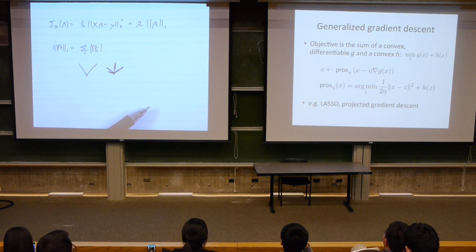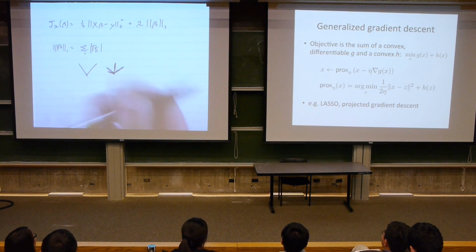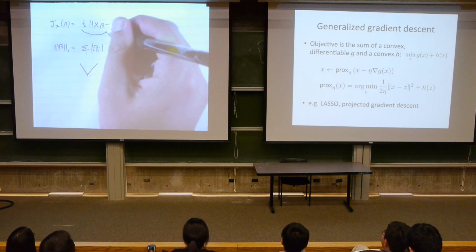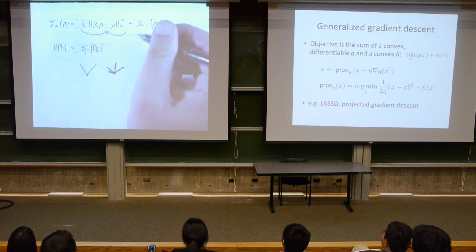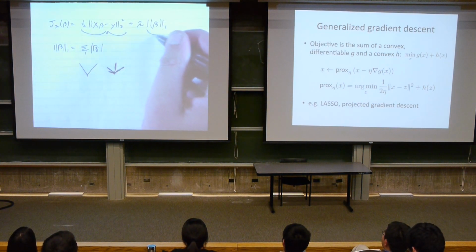For the 1 norm, the subgradient is usually really easy to find. It's just 1 in whatever direction. And then at 0, there are a lot of possible subgradients. But for lasso, this part is a nice differentiable convex function, and this is the only nasty part.